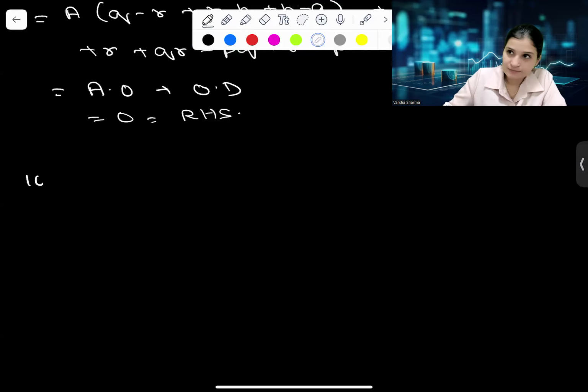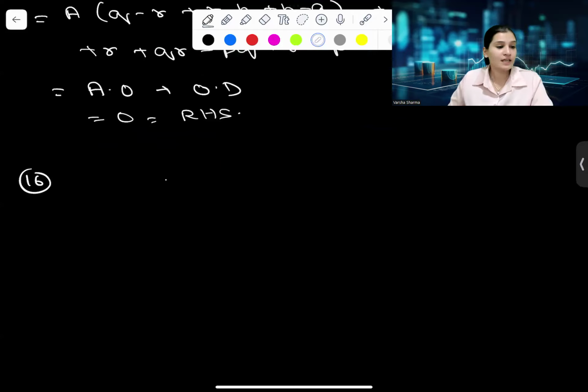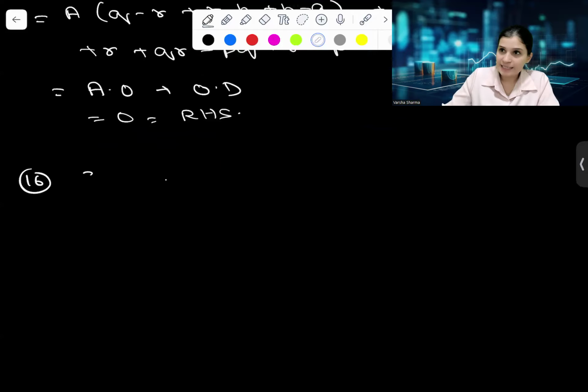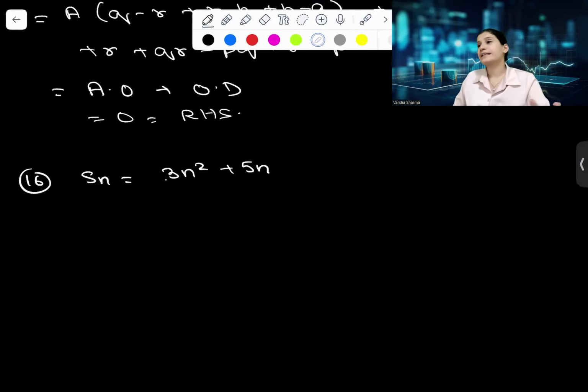Question number 16. If the sum of n terms, that is Sn, is 3n square plus 5n, then from this, get me the first term and common difference first. Find the first term and common difference.